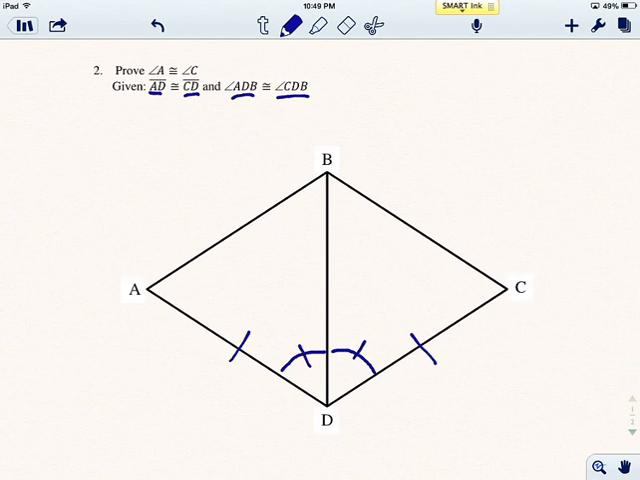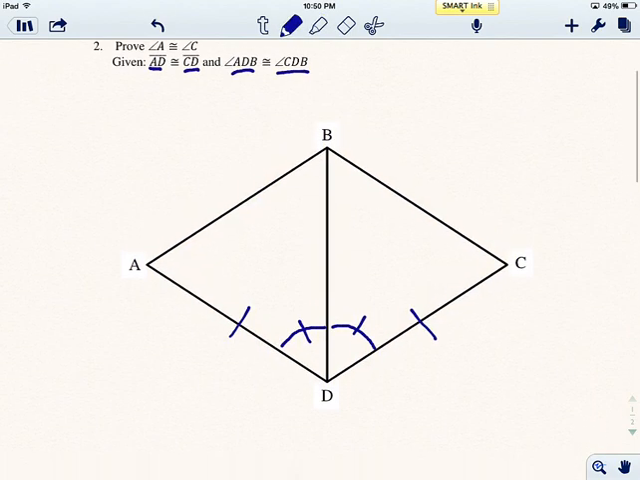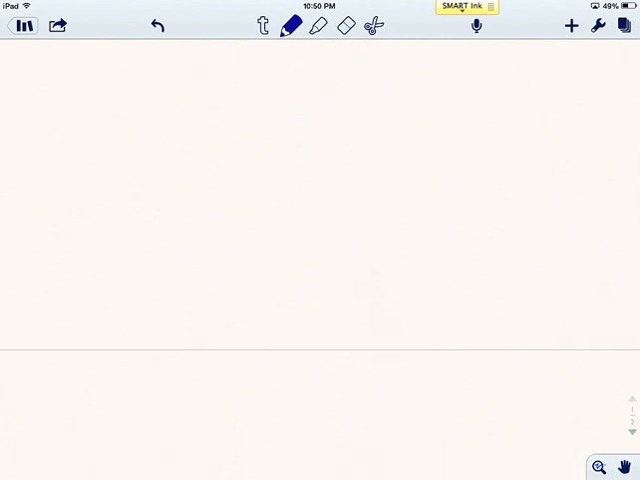Now if we look at what we want to prove is congruent, we want this angle A to be equal to this angle C. And similar to what we did in proof number one, we need to prove that the two triangles are congruent. So this triangle here, ABD, and this triangle here, CBD. If we can prove that those are congruent, then we can prove that corresponding sides are congruent. So let's write our final step. Angle A is congruent to angle C.